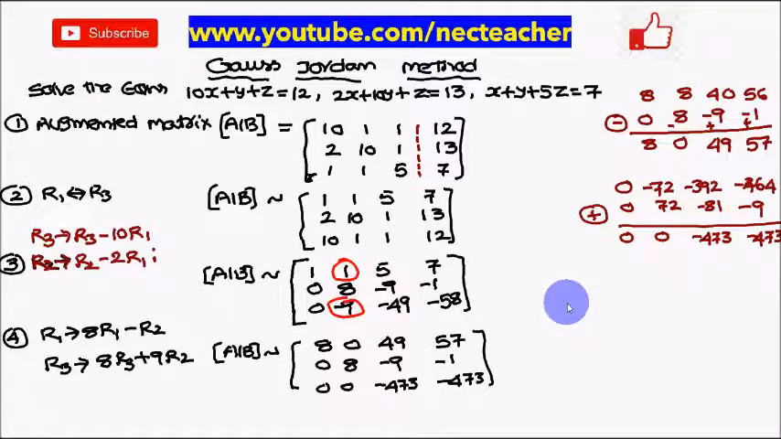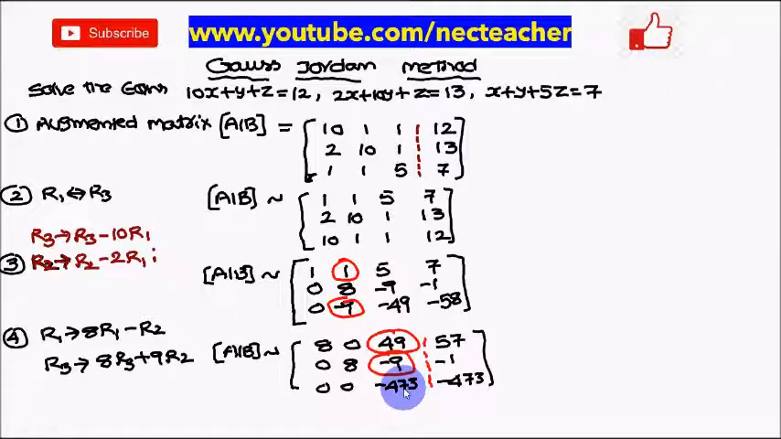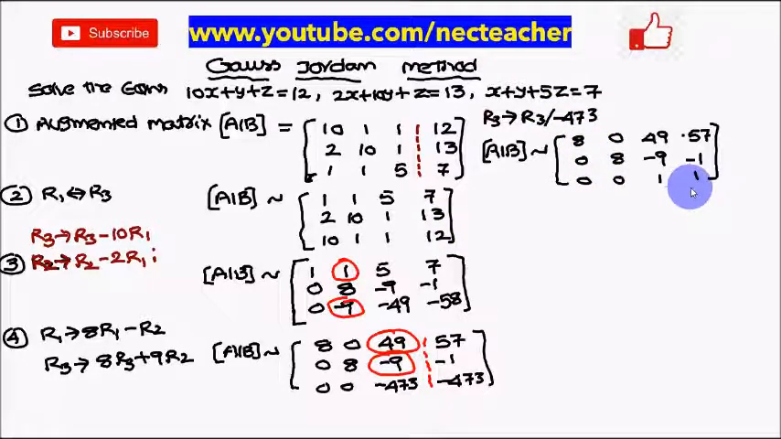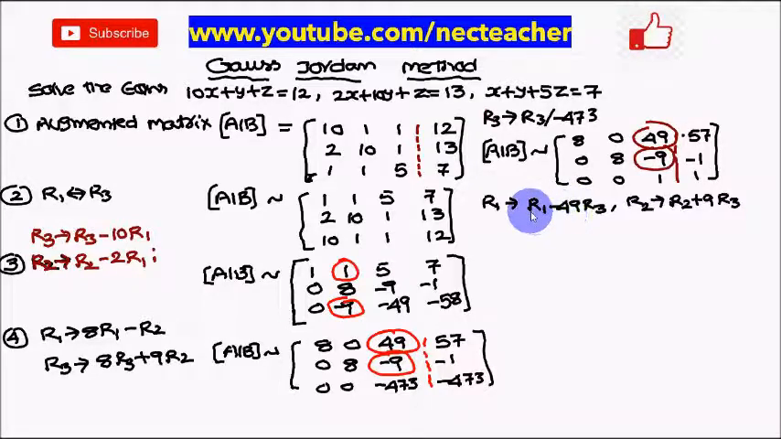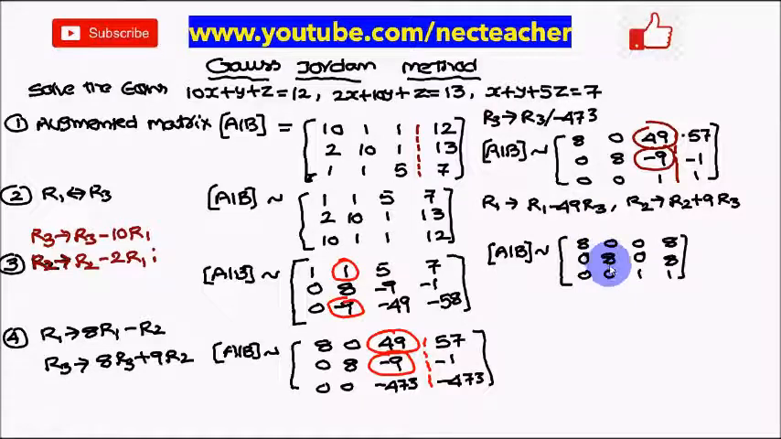Now which elements you have to make 0? 49 and minus 9 you have to make 0. Using which element? Using minus 473. But minus 473 is a big number, so we have to make this 1 using the operation R3 by minus 473. Therefore it will be simple like this. Next, R1 minus 49 times R3, R2 plus 9 times R3. If you do that, you are going to get like this.